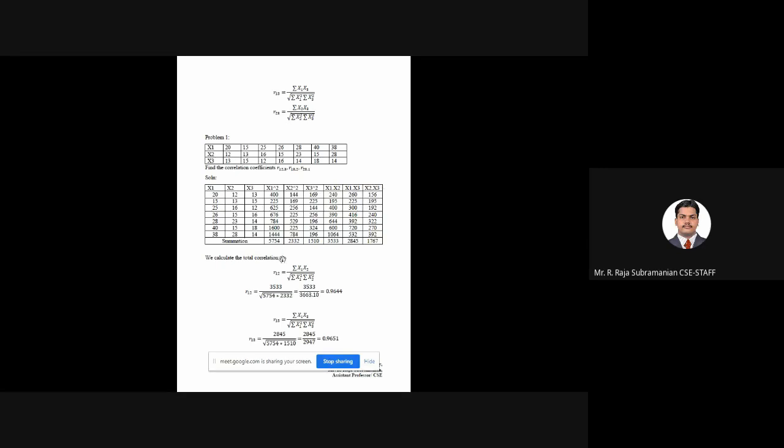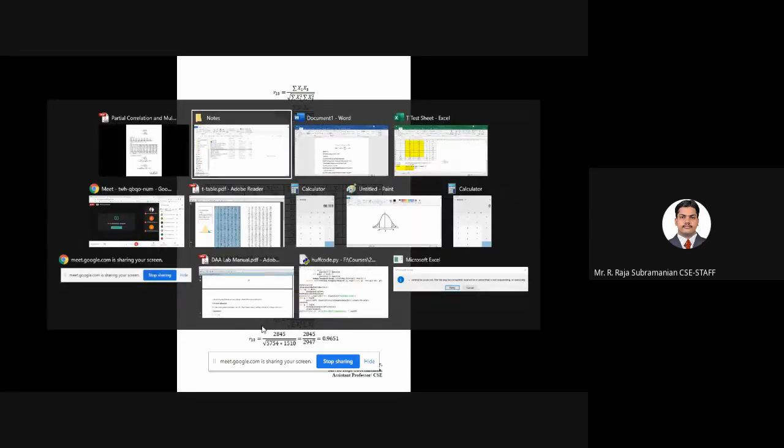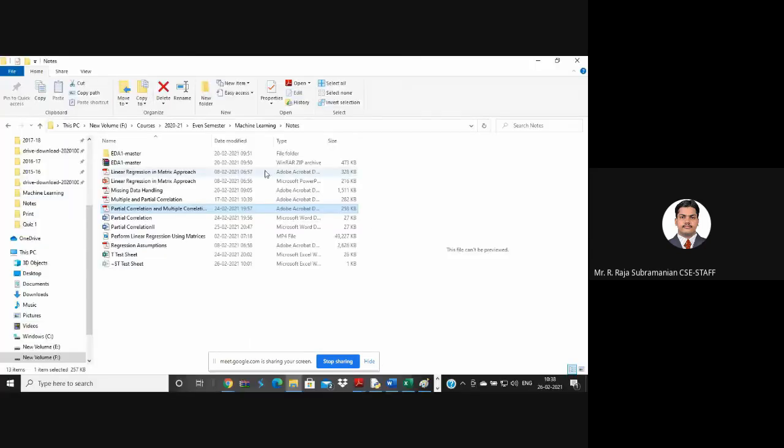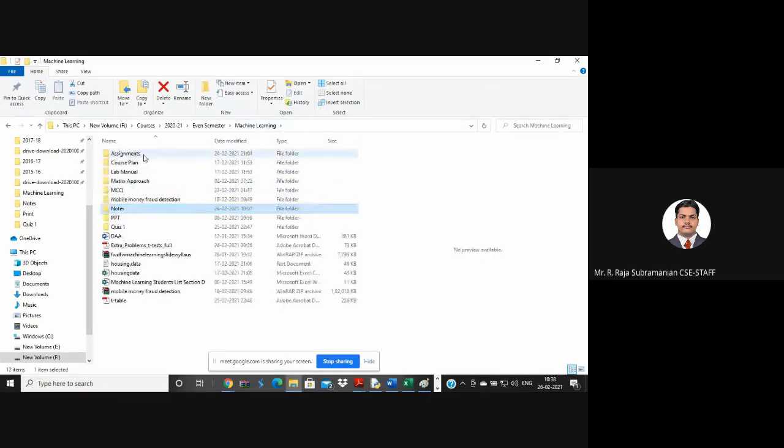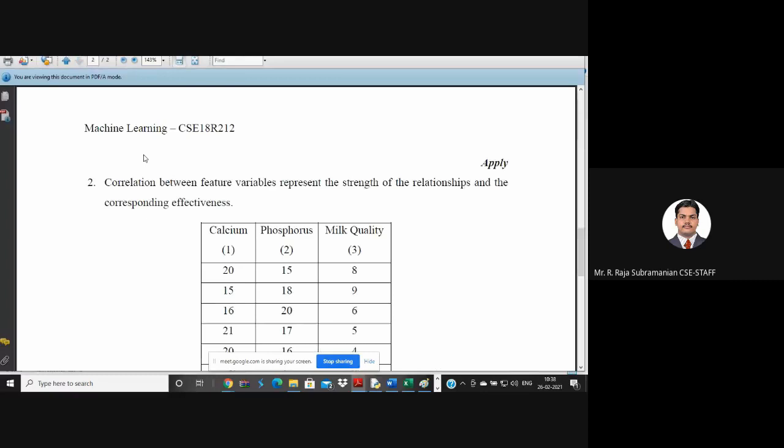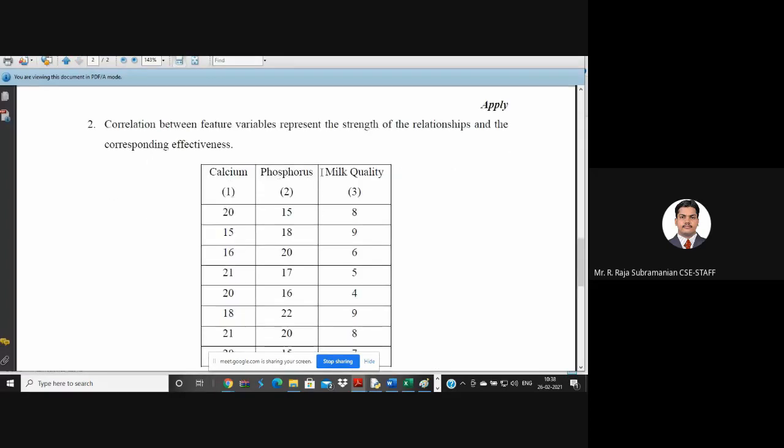I'll be asking you to find the correlation between x1 and x2. You should understand that correlation means R. I need to find the correlation between x1 and x2, meaning R12. So I use this formula and calculate it. For this I'll be giving more than 2 marks. R12 you should calculate, R13 and so on. If you see in the recently shared assignment, I have given calcium, phosphorus and milk quality. You consider this as x1, this as x2 and this as x3.